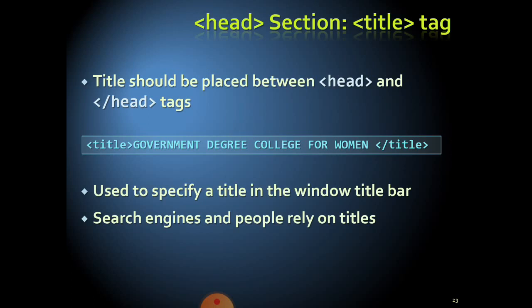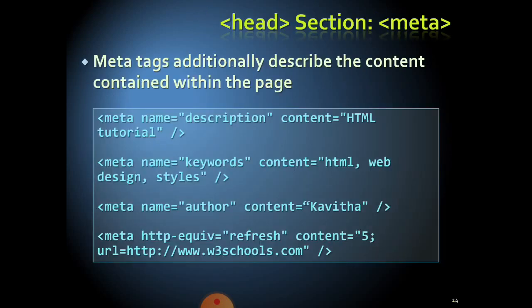Next I am giving one title, Government Degree College for Women. We use it to specify a title in the window title bar. Search engines and people rely on titles. Without reading the whole document, we can directly see the title and understand what the page is about and what is displayed in it. By using the titles we can see that. The next section is the meta section.